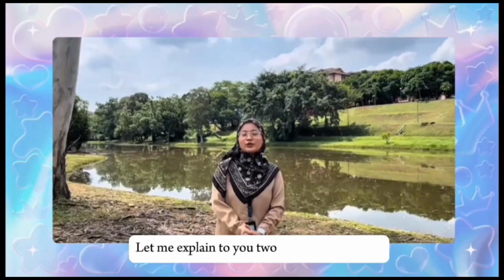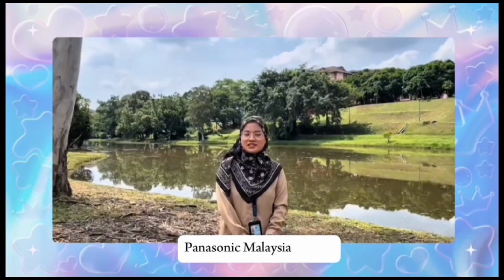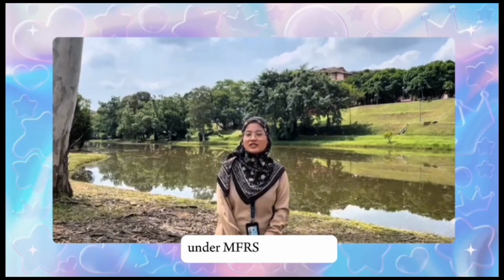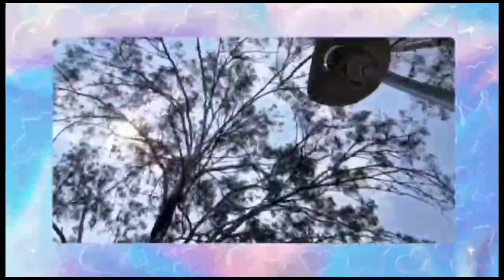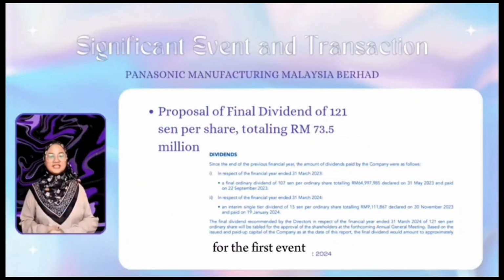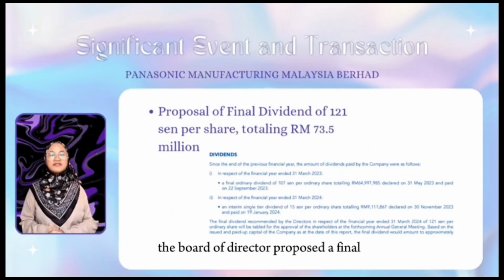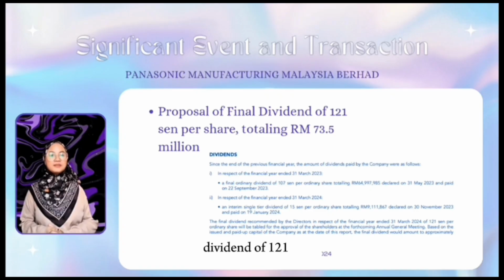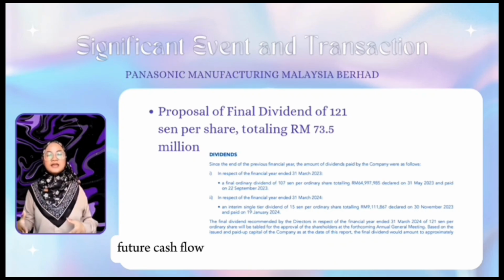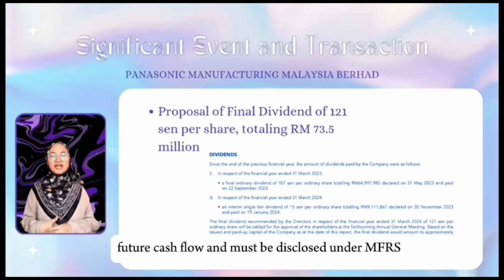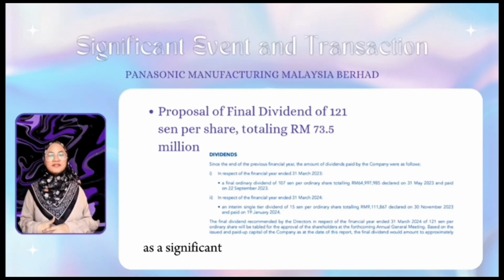Let me explain to you two significant events of Panasonic Malaysia Berhad under MFRS 134. Let's go. For the first event, the Board of Directors proposed a final dividend of 121 cents per share, totaling 73.5 million ringgit. It will affect future cash flow and must be disclosed under MFRS 134 as a significant event after the reporting period.